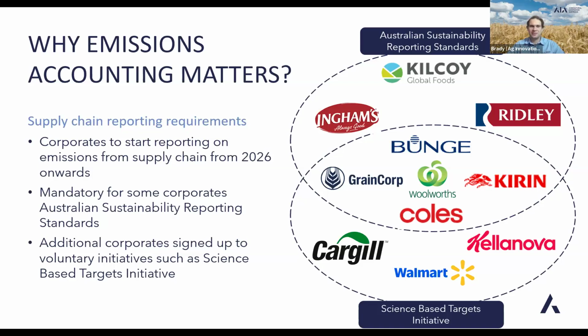On the other side, in terms of voluntary commitments from companies, there is the Science-Based Targets Initiative, which is this international scheme that a lot of large corporates, including Coles, Woolies, GrainCorp, have signed up to, which says that they need to measure their supply chain emissions and start to reduce them in the future. And that's pretty highly auditable. So as you can see, the top end of town are starting to think about emissions, and that will probably flow through to the farm gate.